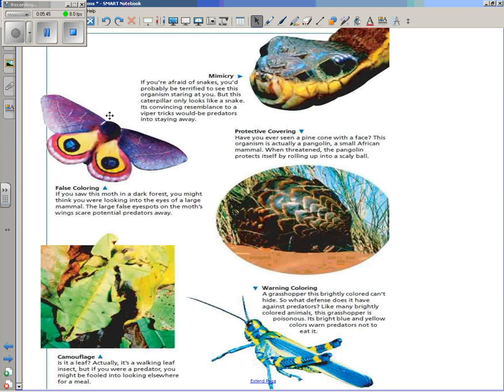You might also have a false coloring like this moth. That moth has bright colors that make it look like there are little eye spots on the wings. So if you're in a dark forest and you saw that, you might think, oh, that's a big animal. So it would scare away some potential predators. You also have camouflage. Like if you look on this leaf, you might not see this insect. So the predators might walk right past. So that's another type of physical characteristic that protects the prey. All of these things are adaptations, physical characteristics. So the prey have these to protect themselves.